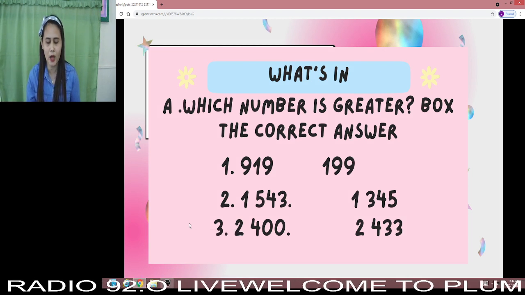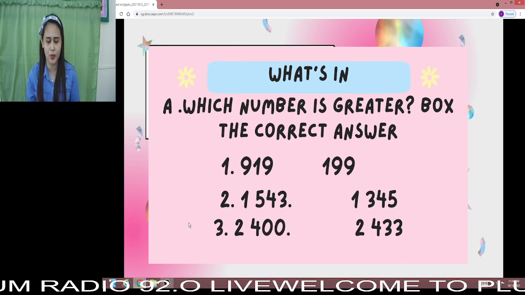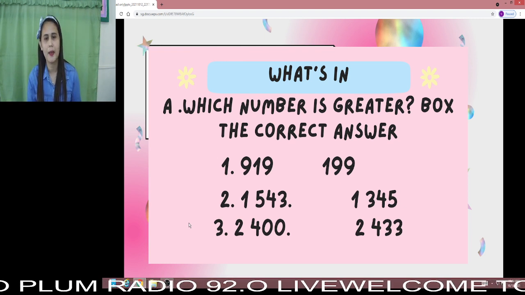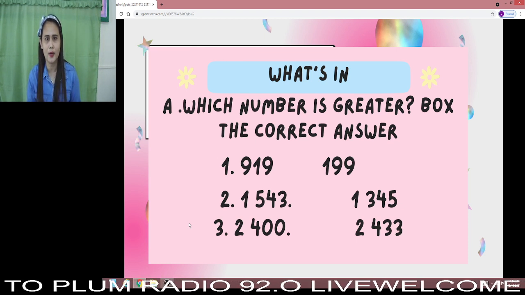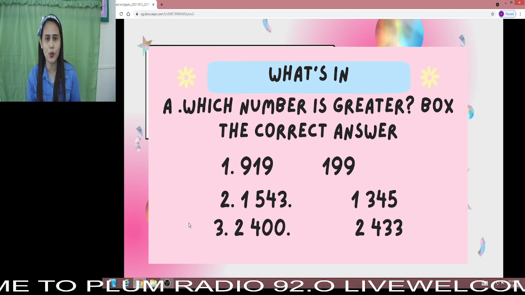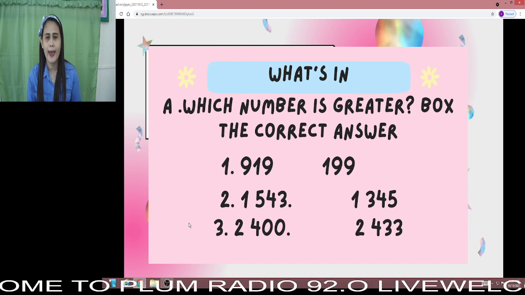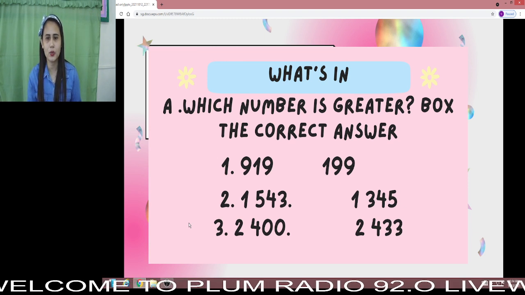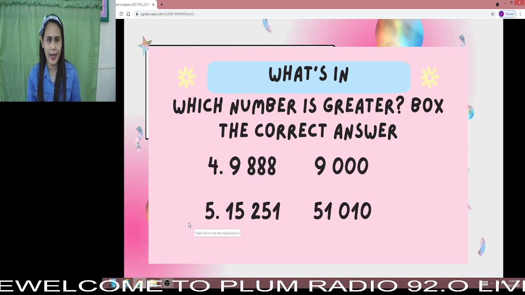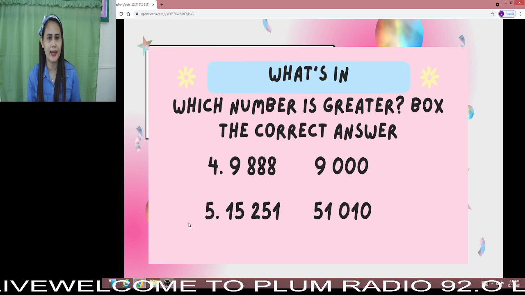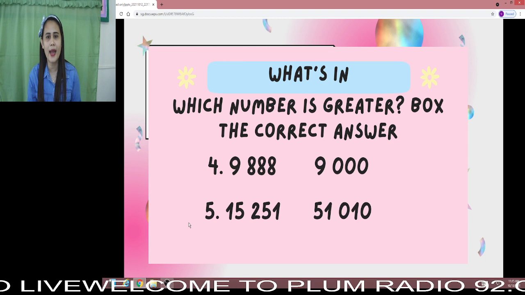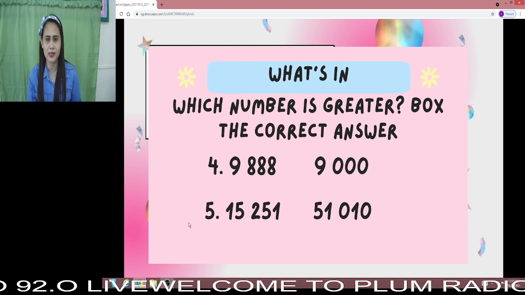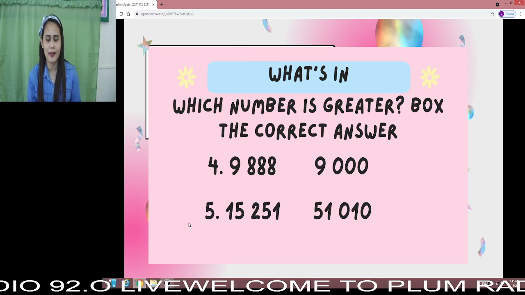Let us review first some of the concepts that can help you understand comparing and ordering numbers. For letter A, which number is greater? Box the correct answer. Between 919 and 199, which number is greater? For number 2, 1,543 and 1,345. For number 3, 2,400 and 2,433. And for number 4, which number is greater? 9,888 or 9,000? For number 5, 15,251 and 51,010. You have 5 seconds to answer. Let's start.